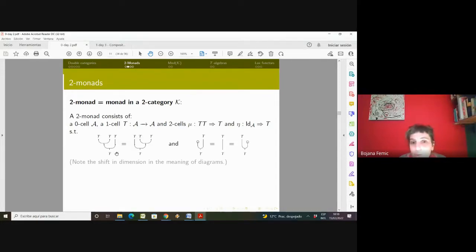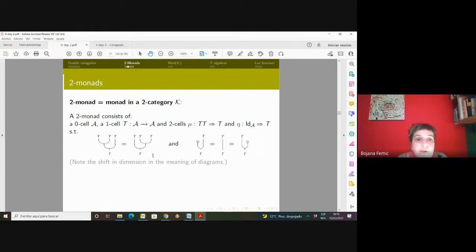such that, well, I write in the same way the diagrams for associativity and unitality, but note the shift in dimension in the meaning of diagrams. What does this mean? Well, in the same way how monoidal categories give rise to bicategories, this delooping of a category. I don't remember if I told you, that's like a new terminology that I discovered recently. If from a monoidal category you define a 2-category with a single zero cell and then objects and morphisms, this is called delooping of the monoidal category.